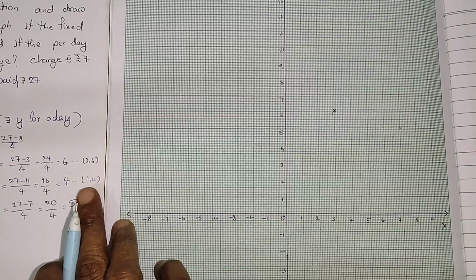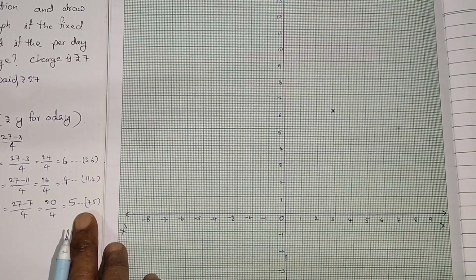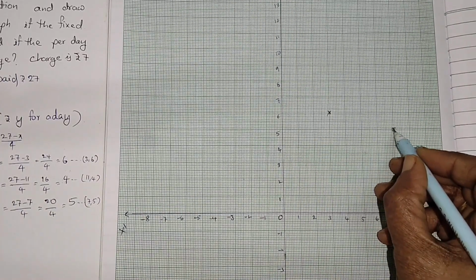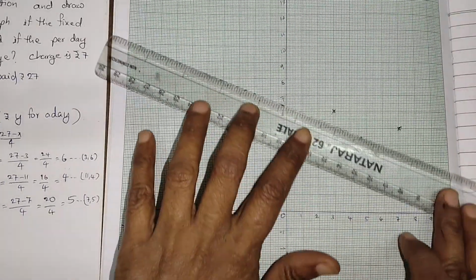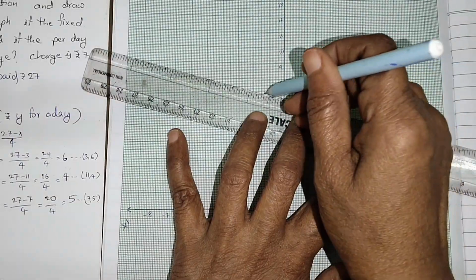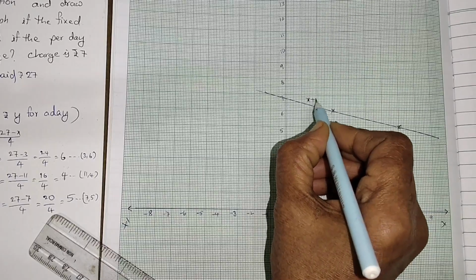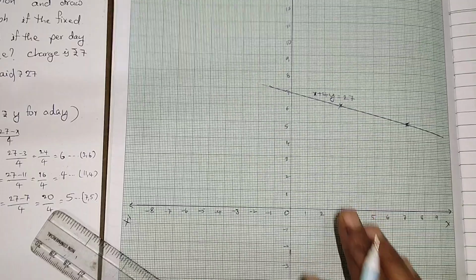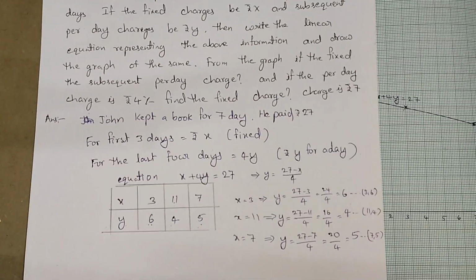Next, 11 is not available on the x axis here, so we mark the third point 7, 5: 7 on the x axis and 5 on the y axis. Join these points and draw the line, always using a scale. This is the line of the equation x plus 4y equal to 27. This is the fourth diagram. So this is the complete solution of the fourth question.